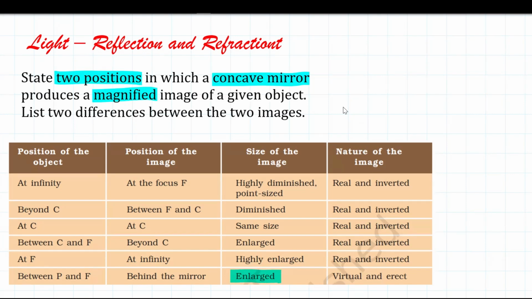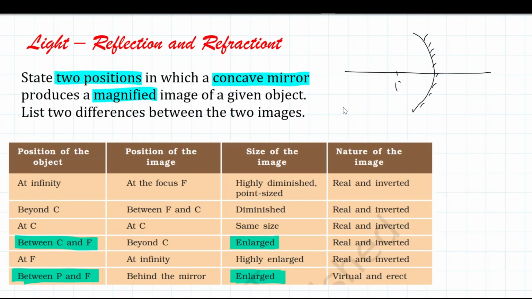So we can see this is one case of an enlarged image, and the other enlarged case is this. You can see two cases: number one, when the object is between C and F, and the other is between P and F, that is, between the pole and the focus. If I make a rough sketch of a concave mirror, let's say this is the backside of the mirror, this is the focus, and this is the center of curvature.